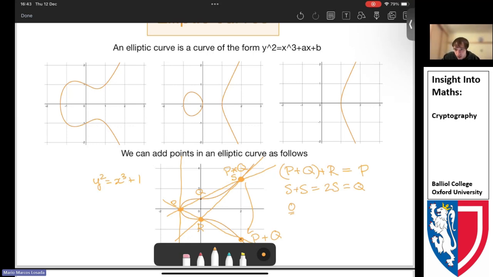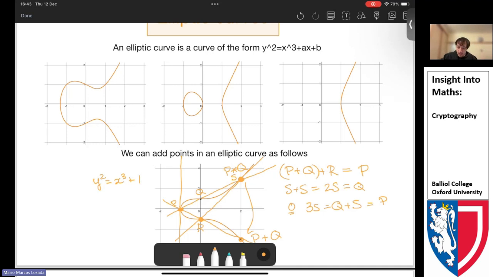Now, someone's asking, what would happen if you did S plus S plus S? Well, let's do it. So we've done S plus S and we've got Q. So all we need to do now is to add S to Q. So if we wanted to compute 3S, well, how do we do that? Well, we just need to add 2S, which is Q, and S again. So Q plus S, we draw the line. That gives us P. Now we reflect P. It stays back at P. So 3S is equal to P.